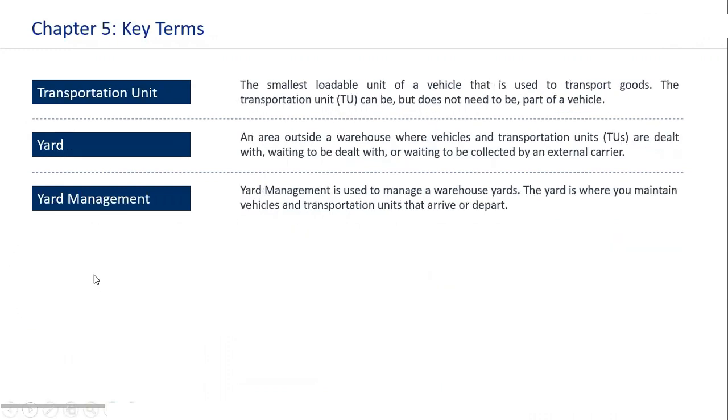A transportation unit is the smallest loadable unit of a vehicle that is used to transport goods. The transportation unit can be, but does not need to be, part of the vehicle. So for us, a transportation unit will represent the trailers that are coming in and out of our sites. A yard is an area outside a warehouse where vehicles and transportation units are dealt with, waiting to be dealt with, or waiting to be collected by an external carrier. And finally, yard management is used to manage warehouse yards. The yard is where you maintain vehicles and transportation units that arrive or depart.